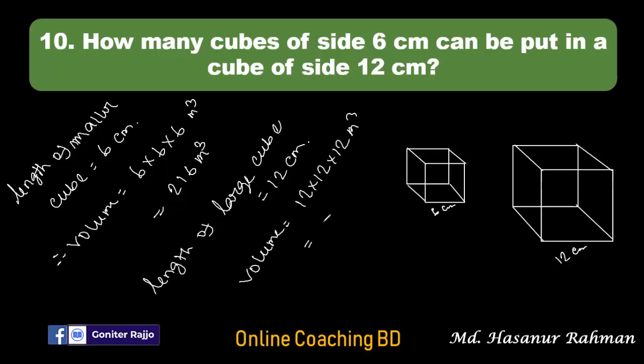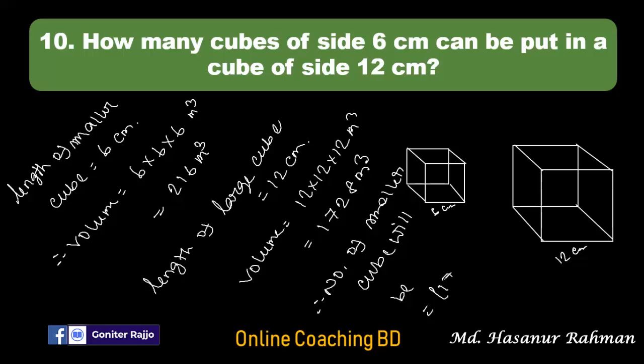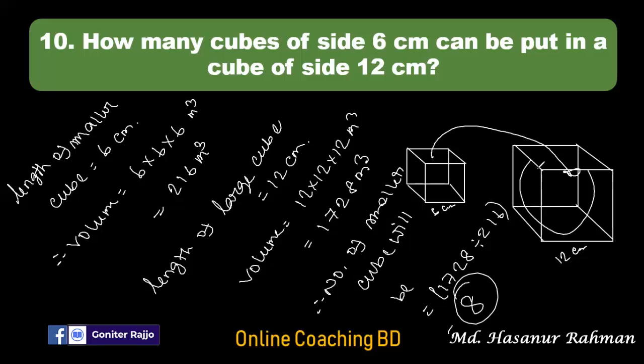So if we multiply right now, 12 multiplied by 12 multiplied by 12, we'll get 1728 meter cube. So number of smaller cube will be 1728 divided by 216. So if we divide 1728 by 216, then we will get the result should be 8. So that means 8 cubes of side 6 centimeter can be put in a cube of side 12 centimeter.